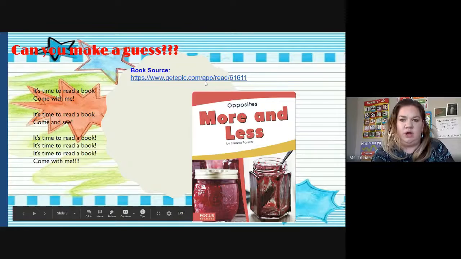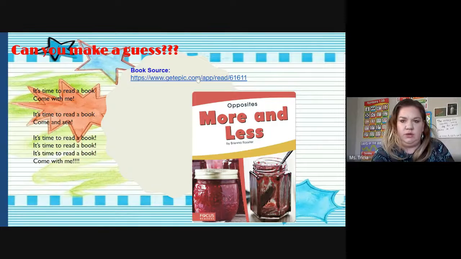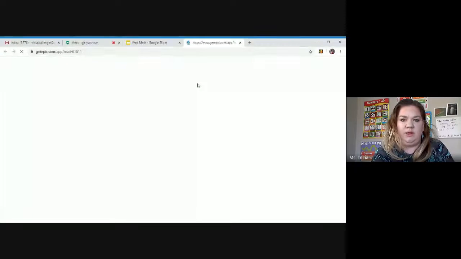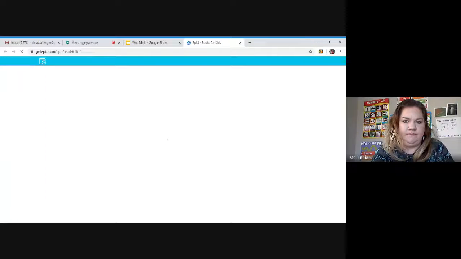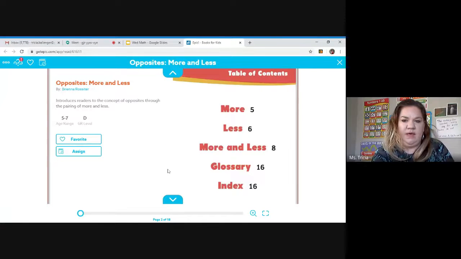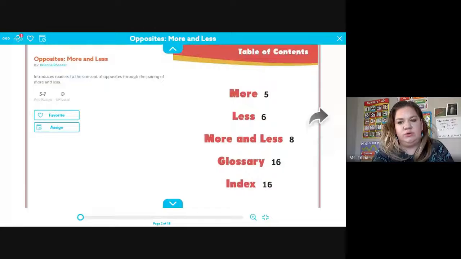And here is our book. More than or less than. Opposites. This is the table of contents, meaning if you want to go to a page that talks about more and less, then you know that's on page 8.